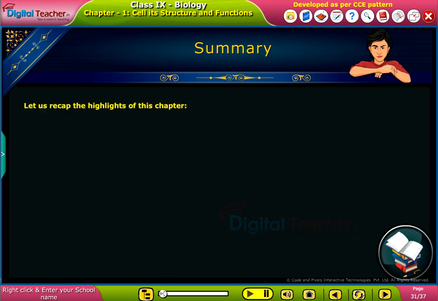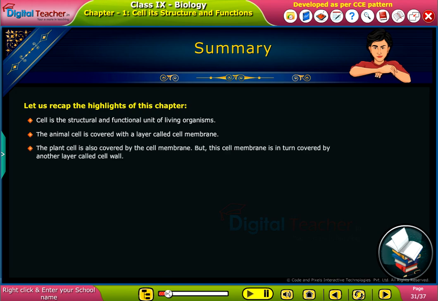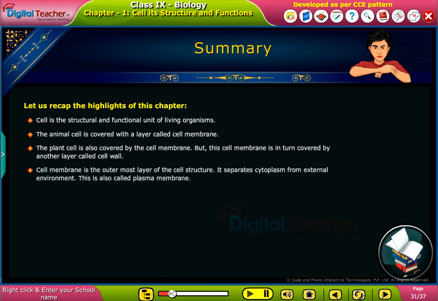Summary. Let us recap the highlights of this chapter. Cell is the structural and functional unit of living organisms. The animal cell is covered with a layer called cell membrane. The plant cell is also covered by the cell membrane, but this cell membrane is in turn covered by another layer called cell wall. Cell membrane is the outermost layer of the cell structure.